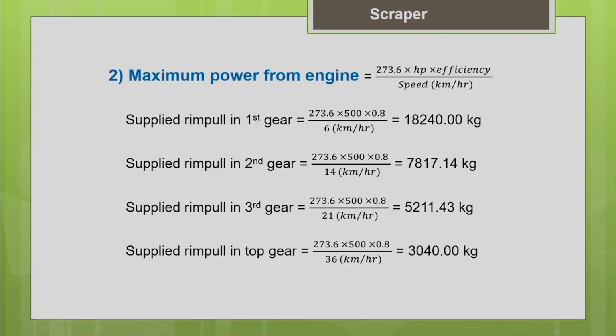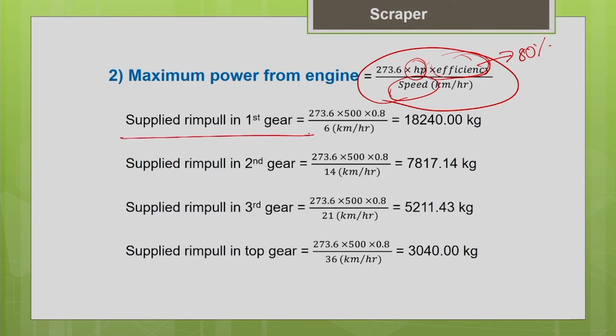So, now let us estimate the maximum power from the engine, based upon the horsepower of the machine. Hope you remember this formula which we have discussed in the earlier lectures. It is nothing but the rim pull equal to 273.6 into horsepower into the efficiency in transferring the horsepower into the usable power. Here it is given as 80% in this problem, and the speed which depends upon the gear.